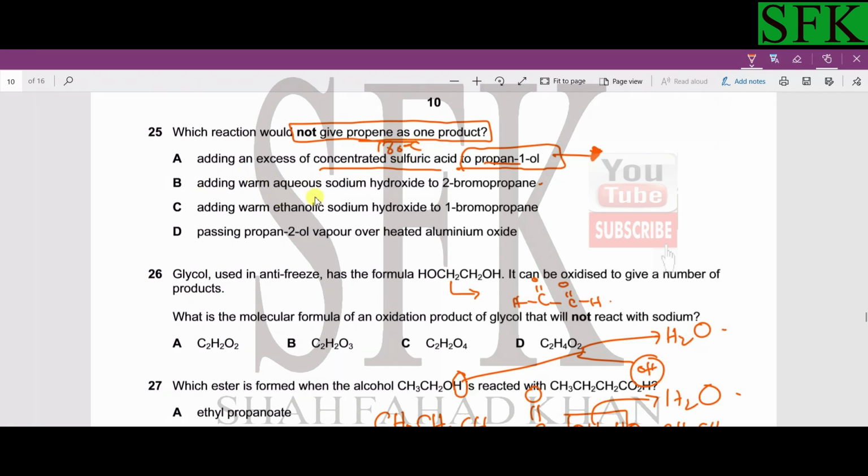Adding warm aqueous sodium hydroxide to bromopropane. Okay, this is actually adding a nucleophile to bromopropane. Okay, if we add a nucleophile to bromopropane, we'll get propanol. If we add sodium hydroxide to bromopropane, this is bromopropane, CH3, CH2, CH2, Br, and if the nucleophile OH negative comes and attacks it, it will replace the Br and form your propanol. So B is the answer. It will not form propene.